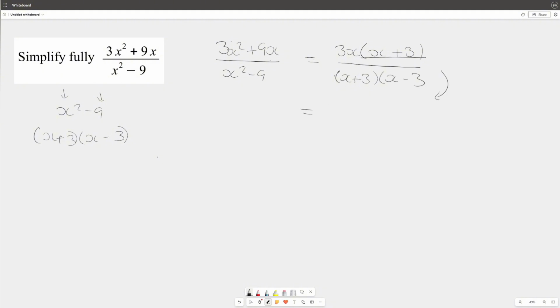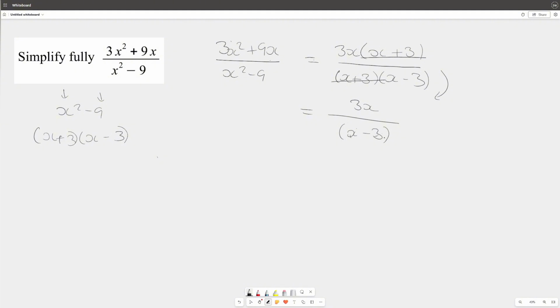These x plus 3's will cancel, and you will get 3x, let's bracket that, over x minus 3. And then there's nothing else we can do to this. There's an x term on the bottom, but it's only multiplied by this 1, and there's a 3 on the top, and there's a 3 on the bottom, but this is a 1x, not a 3x.